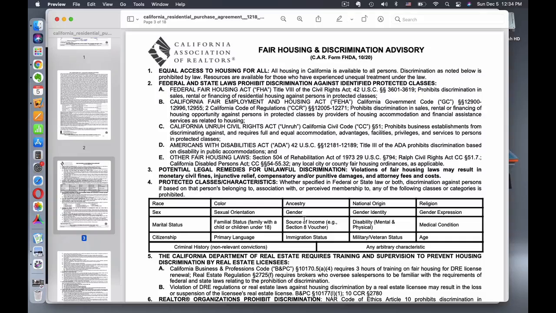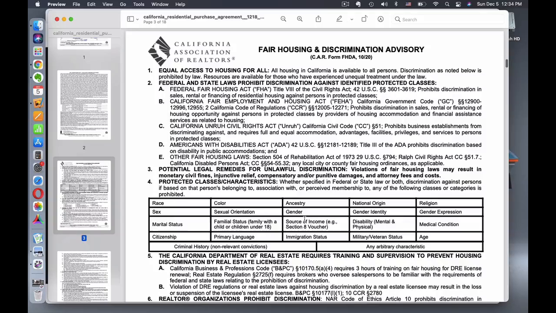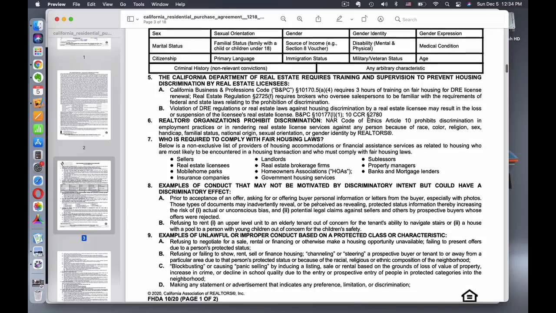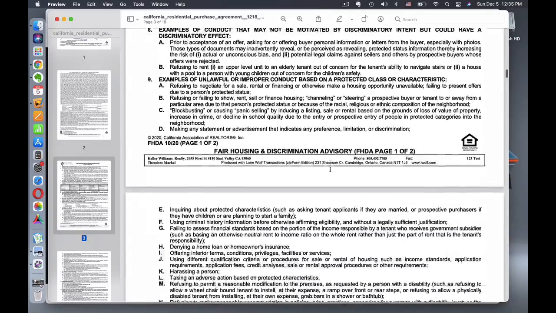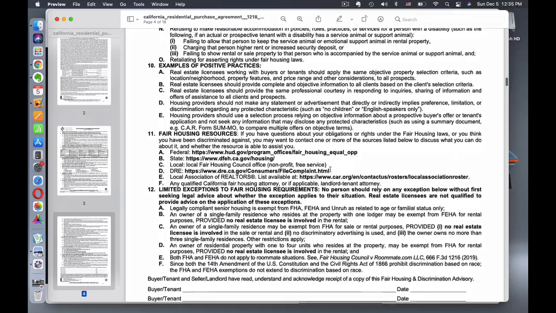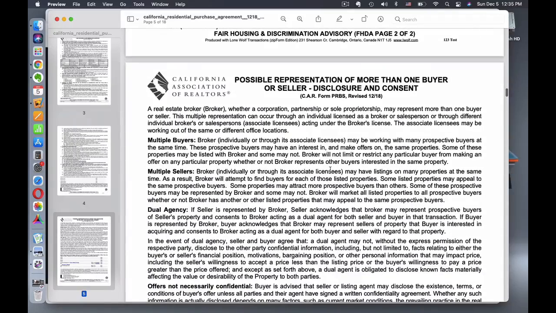The next page is a fair housing discrimination advisory. And this explains that we can't discriminate on any of these items. We don't care who people are, what they look like, any of that stuff. If they want to buy the property and they qualify for their loan, or they have the money in the bank where they can make the purchase go through, we're happy to sell them the property. So you can read through the fair housing rules here.